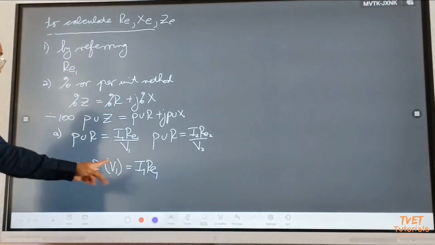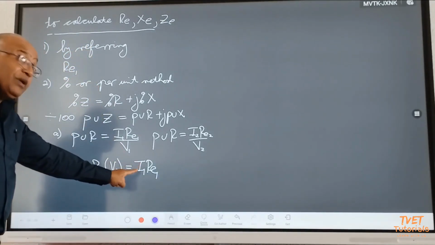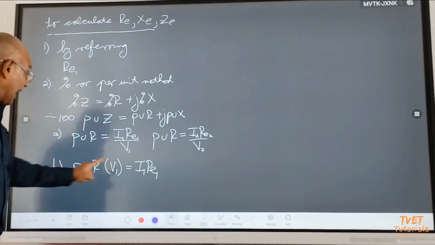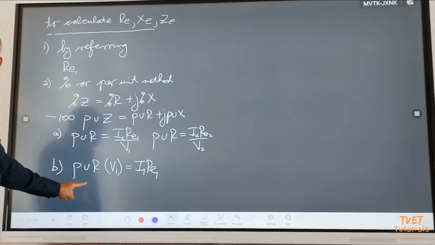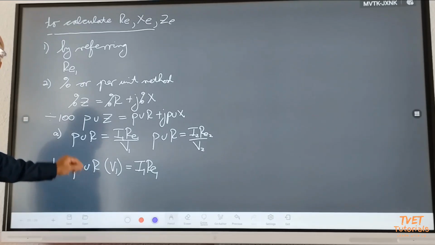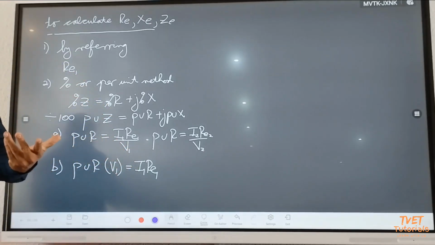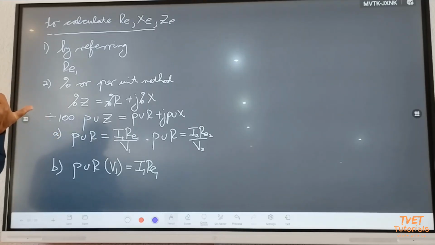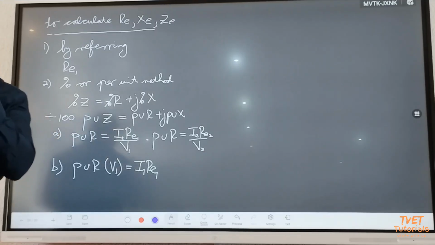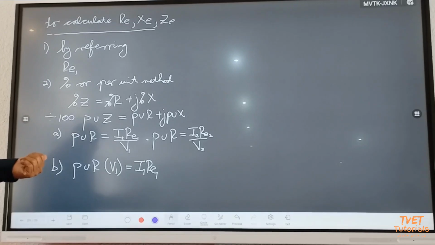Voltage drop. Can you see that? Without me knowing the current, I can still work out the voltage drop. How? You take the per unit R and you simply multiply by V1. Did I need the current? Yeah, there we are. Did we need the resistance? Did we need the current?